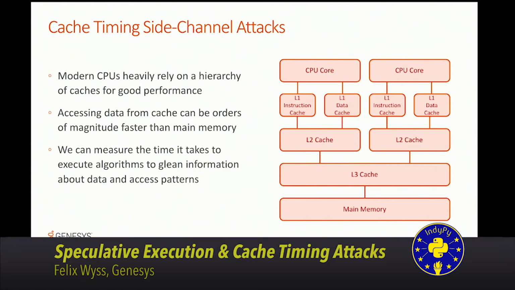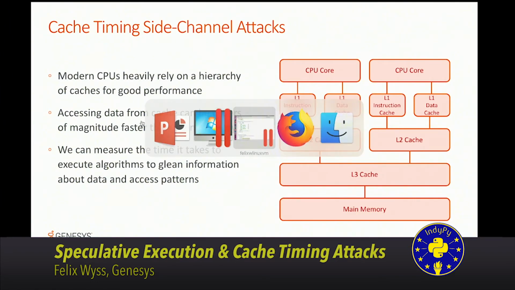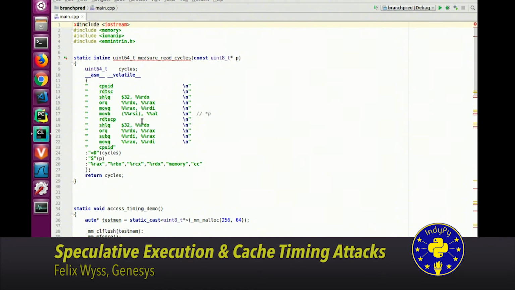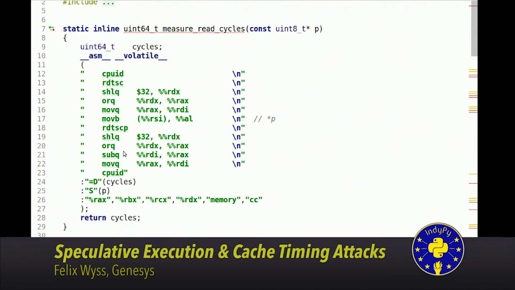And we can actually measure that relatively easily, even from user mode, and use that to determine the execution times of algorithms and gain information about access patterns. So I'm going to start out with that. Here we enter presentation mode, and this is in C++, not in assembly, not in Python, I'm sorry. This is kind of to warm up a little.